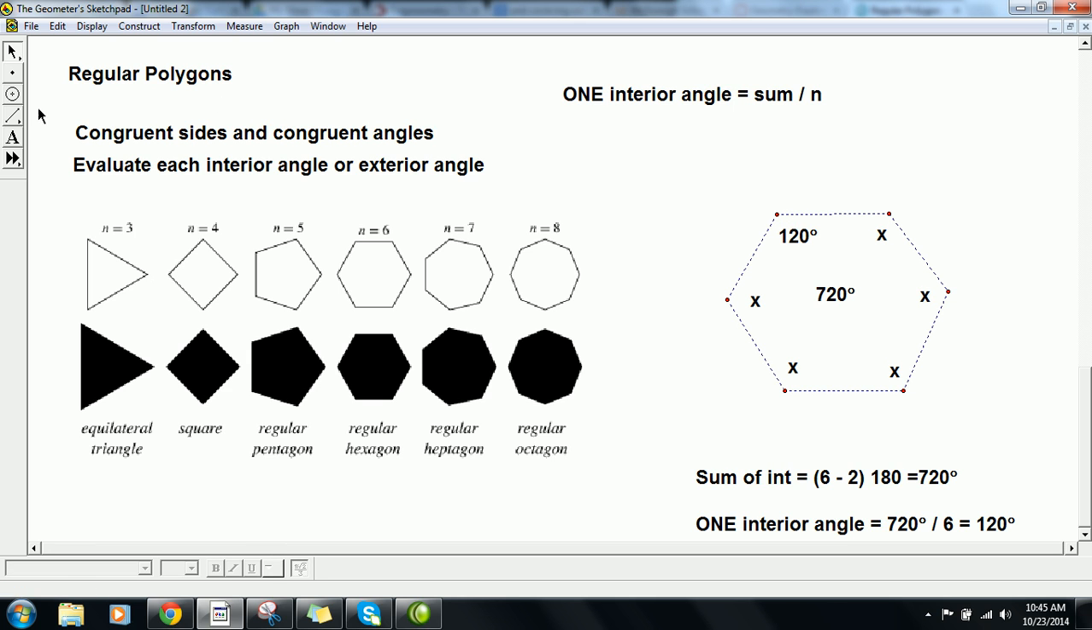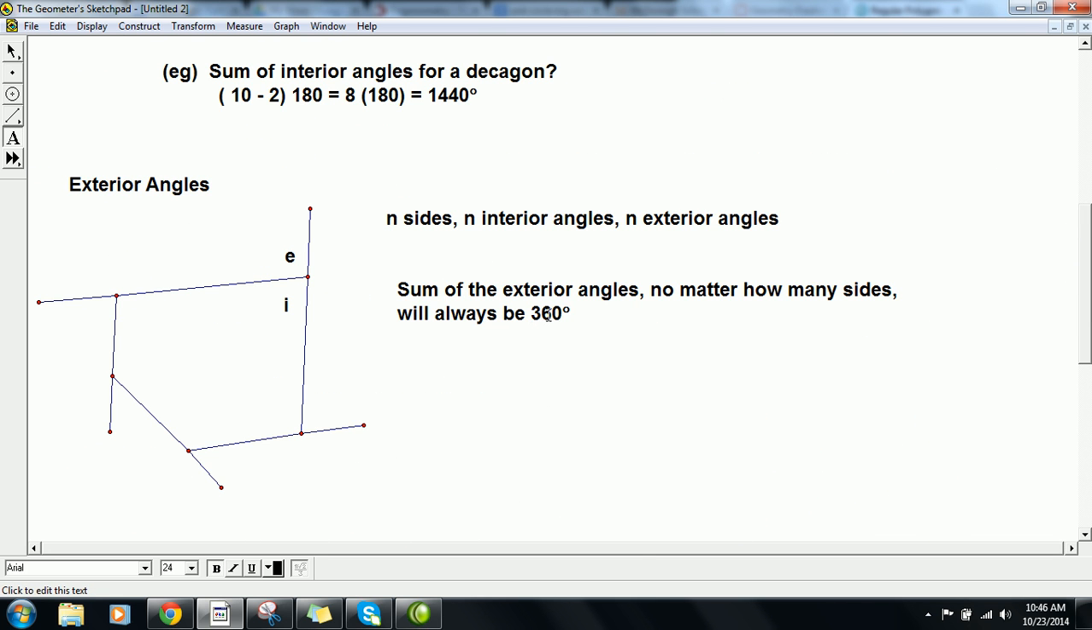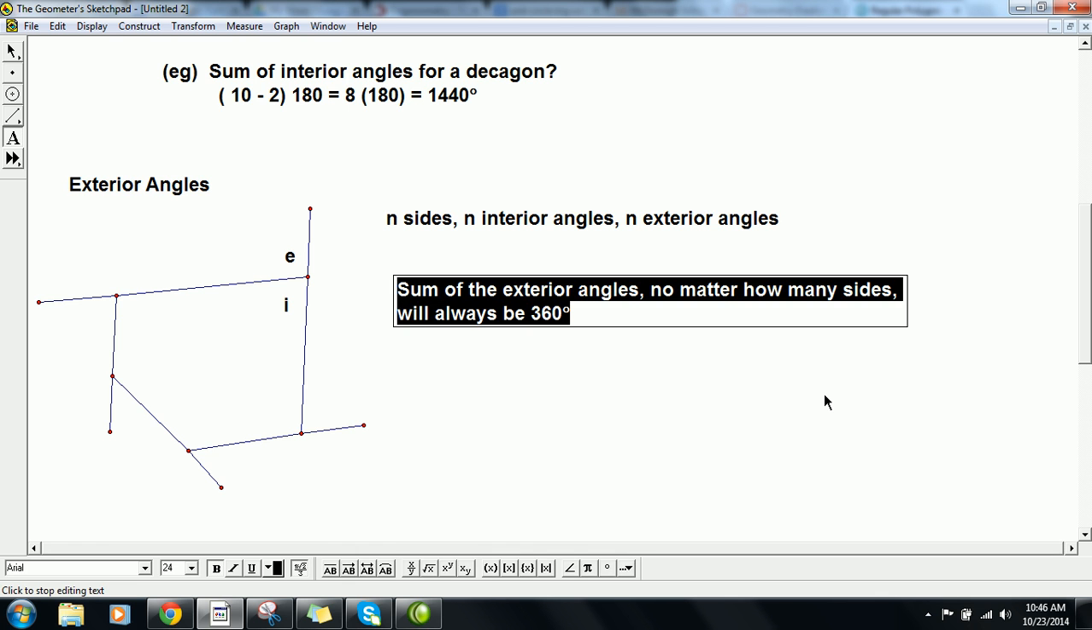Okay? Furthermore, if I know what the interior angles are, I can deduce what the exterior angles are. What are the exterior angles? Well, the interior-exterior pairings are supplements. It's a linear pair, right? So if the interior angles are 120, the exterior angles are 60. But I could have gotten that 60 in a much easier way, right? Because I know that the sum of the exteriors is always 360, no matter how many sides I have.